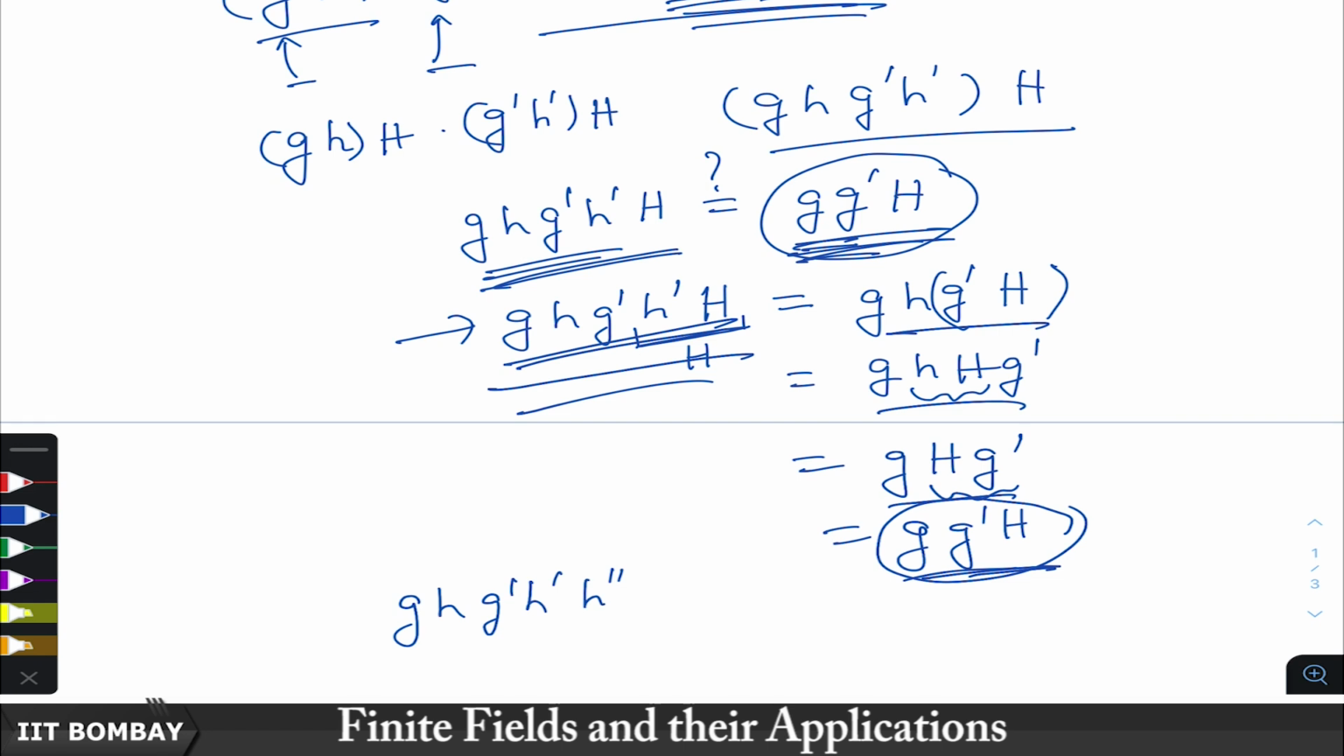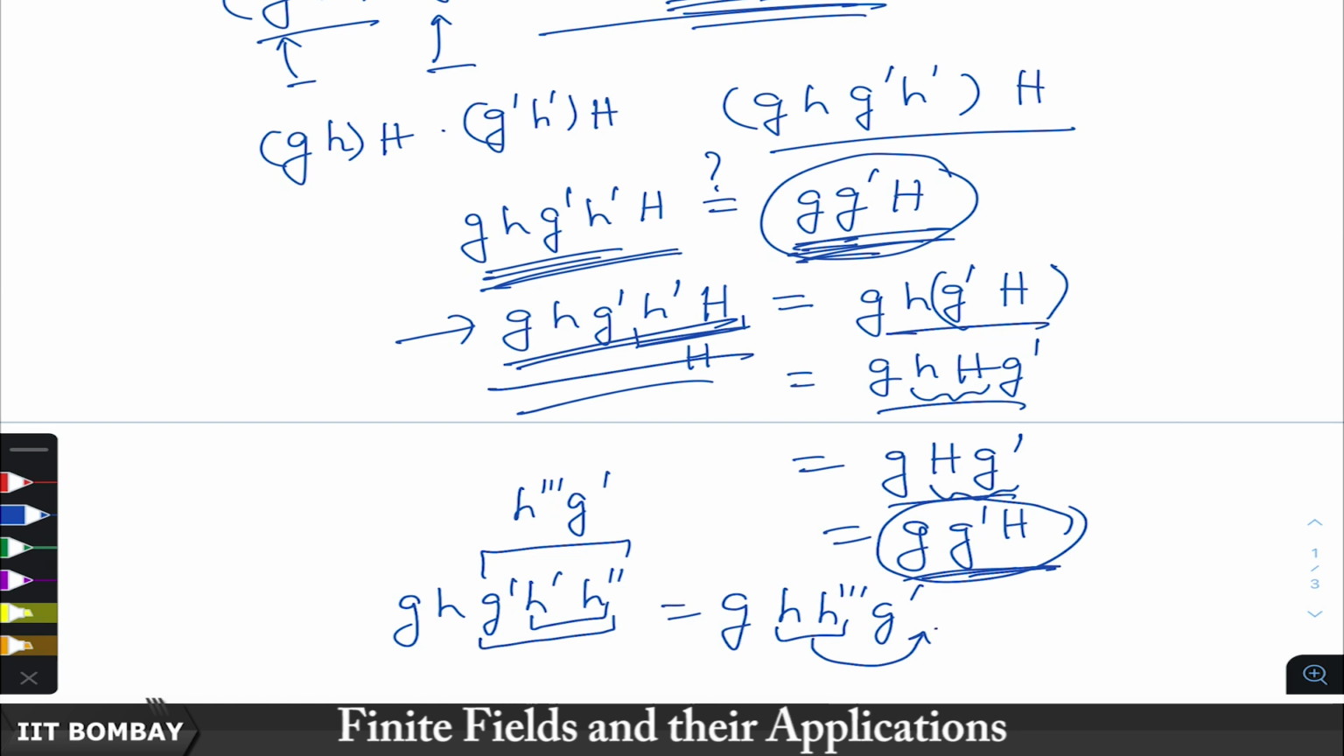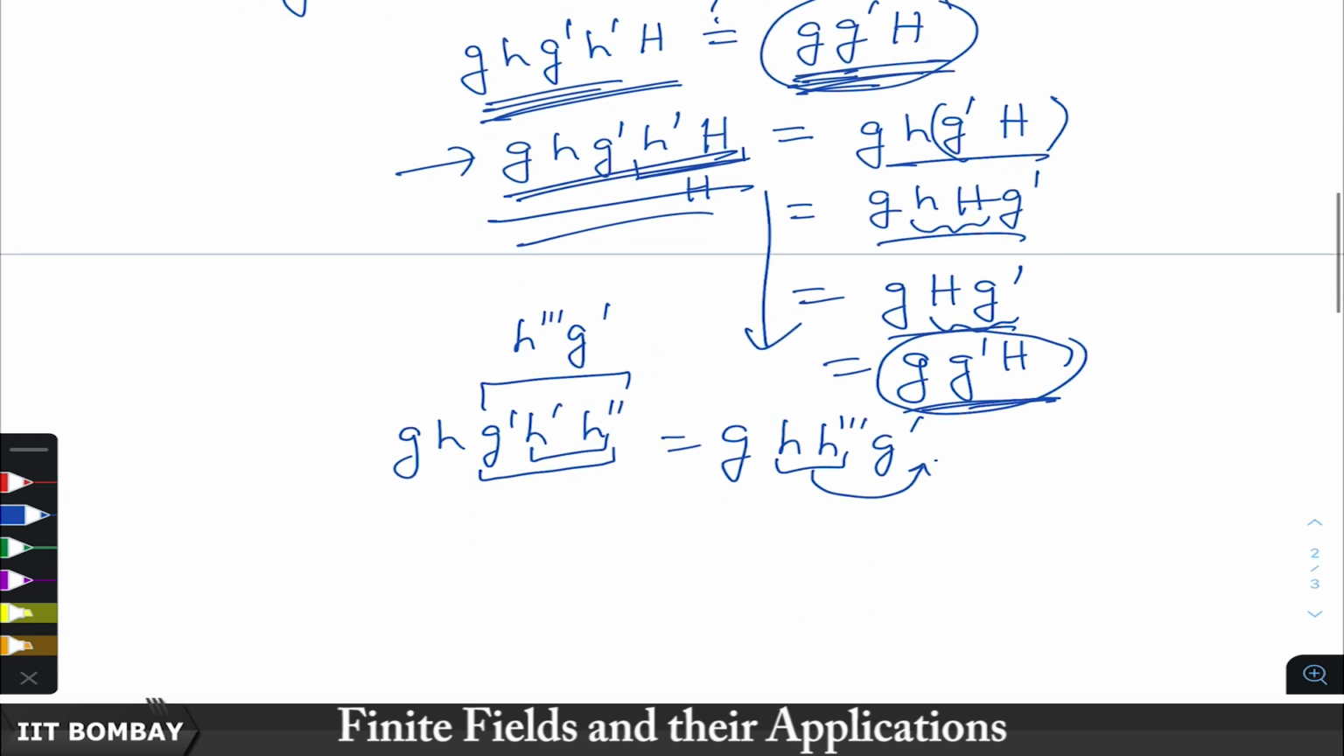Now, to show this, again one can see that this is in H. So, g'h is an element in the left coset of g'. Because the left coset and the right coset are the same, there is an element in H for which this is the same as h''' times g'. So, you can replace this by gHh'''g' and so on. So, this is in H again, and you can find another h for which you can put it on the right hand side. So, you could have proved this by taking an element as well.